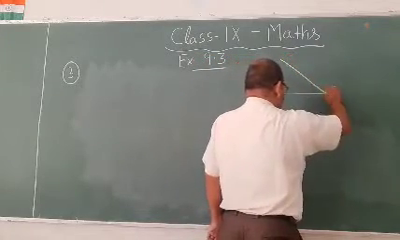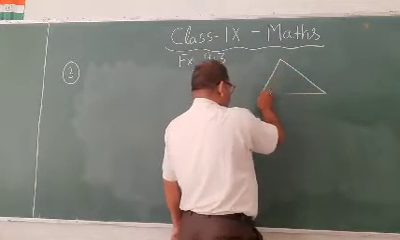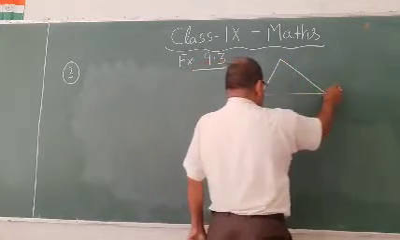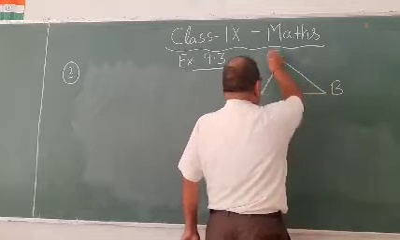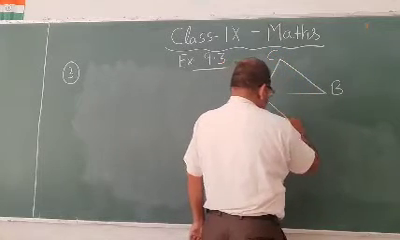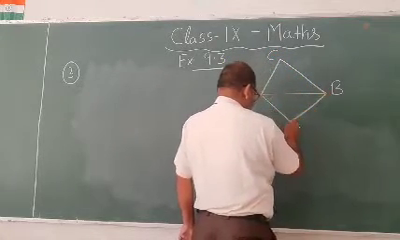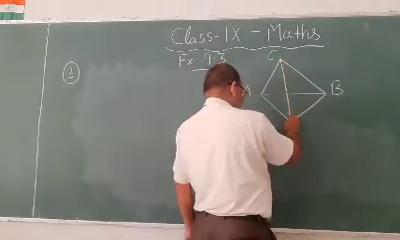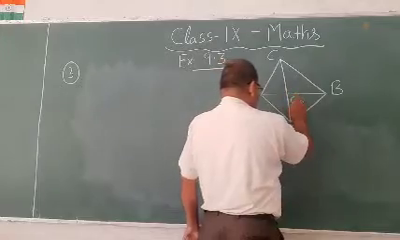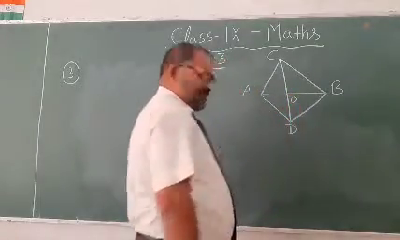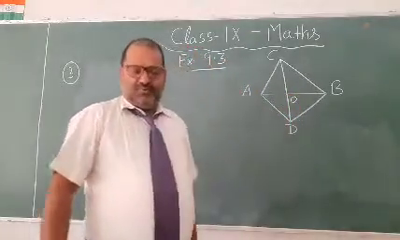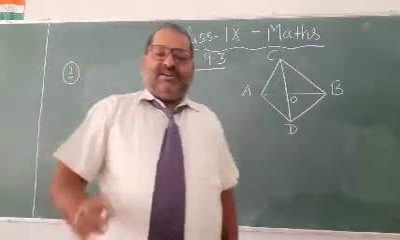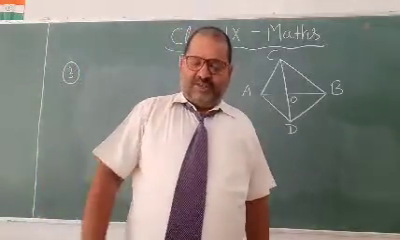Now the triangle ABC and the triangle ABD, the line CD is bisected by AB at O. Clear? Now the solution of that question.